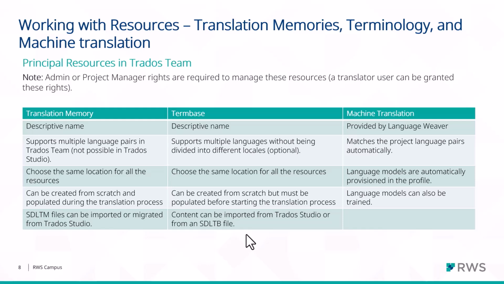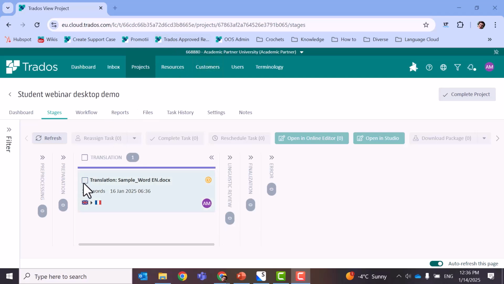You will see that if you have these rights, you can create a translation memory and a term base, or you can use directly the ones created by the professor because you will have access to the location where the resources are saved. The language models of the machine translation will be automatically provided in your profile, but you can also train the language models. We go now on Trados online editor.